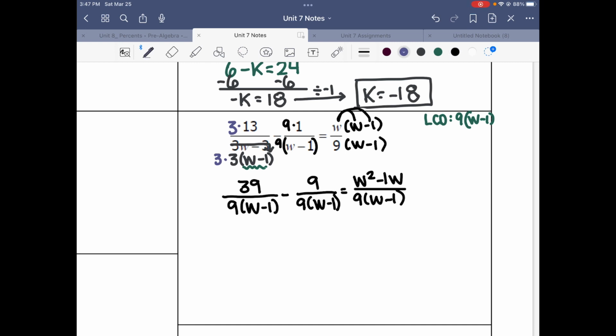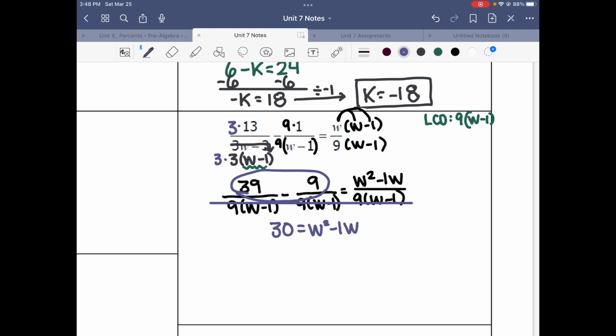Now that they all have the same denominator, that part can be sort of canceled out because I'm really just worried about making the numerators equal out. 39 minus 9 is 30 equals w squared minus 1w.